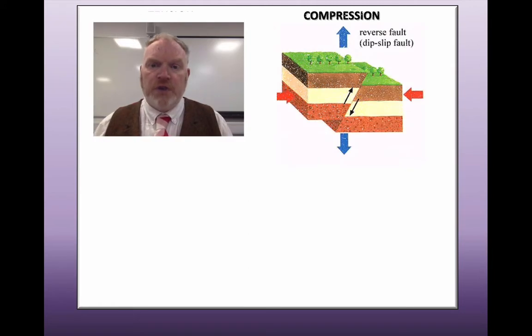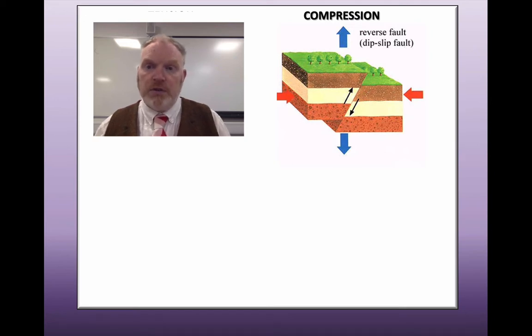If though we have crustal compression, where we see compressive forces pushing rocks together so that they break, we see this type of fault. Now, in this type of fault, the hanging wall has been upthrown. The footwall here is the downthrow side of the fault. Another way of looking at this is that the fault plane here dips towards the upthrow side of the fault.